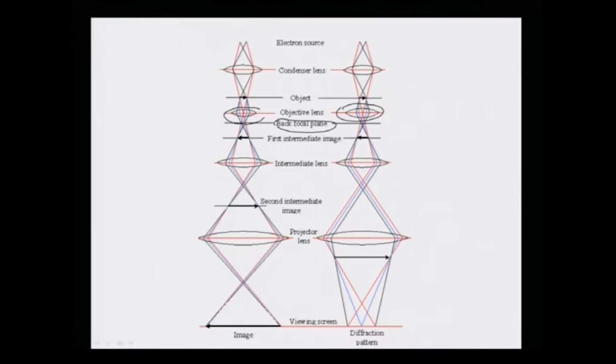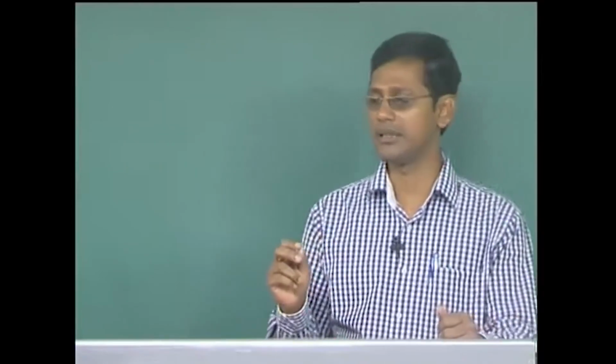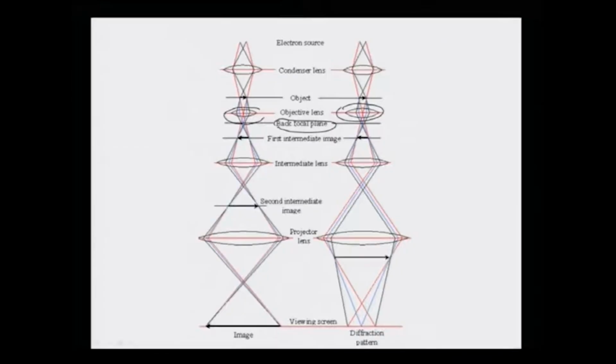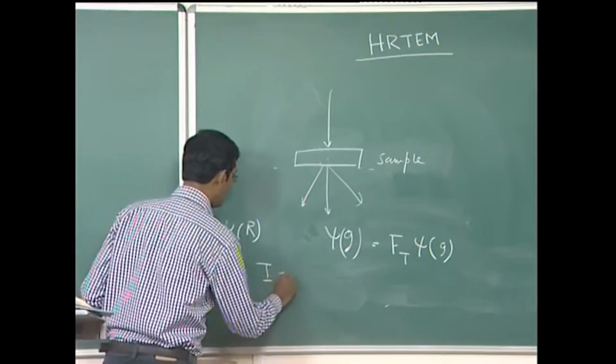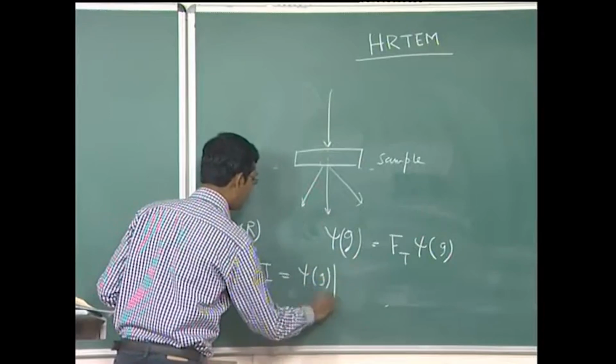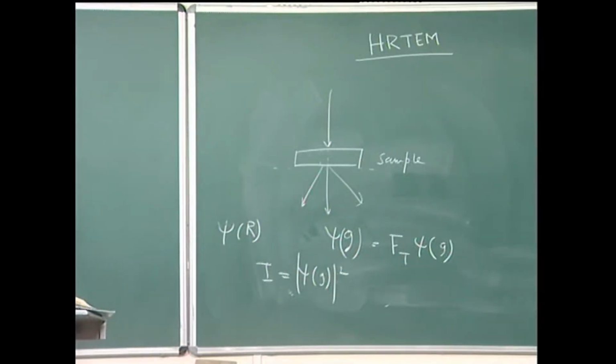In the electron microscope, we can change the settings, rather we can change the focal length of these different lenses, like the first intermediate lens, to focus this back focal plane onto the image plane and obtain these diffraction patterns. And obviously, the intensities of these diffraction beams will be proportional to the square of the Fourier transformation of the exit wave in the Fourier plane.